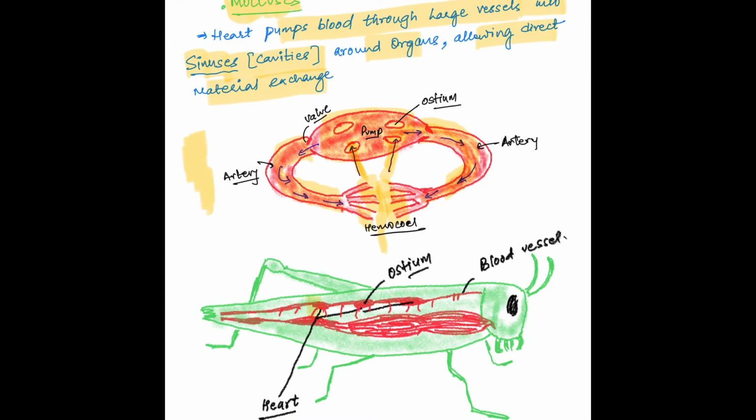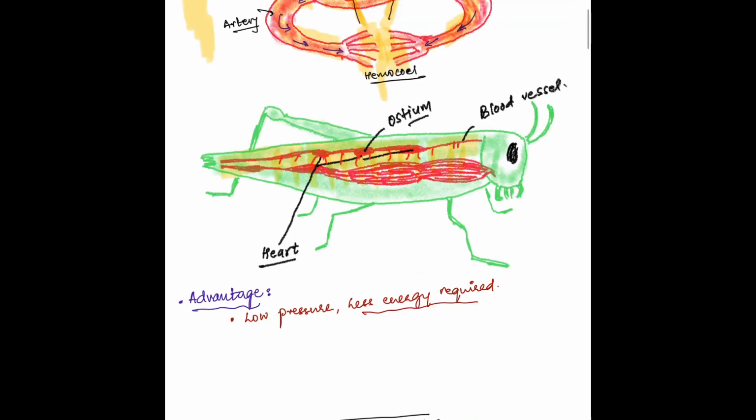This is also an example of an open system. You can see the ostium and blood vessels, and blood moves out of the blood vessels into the cavities. Advantage of this system is that it is a low pressure system and requires less energy.